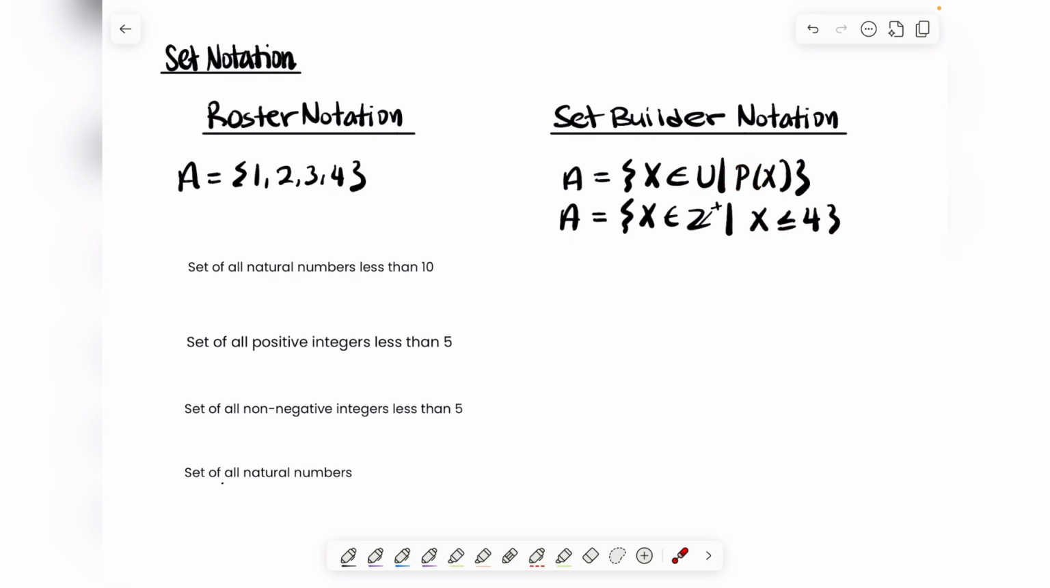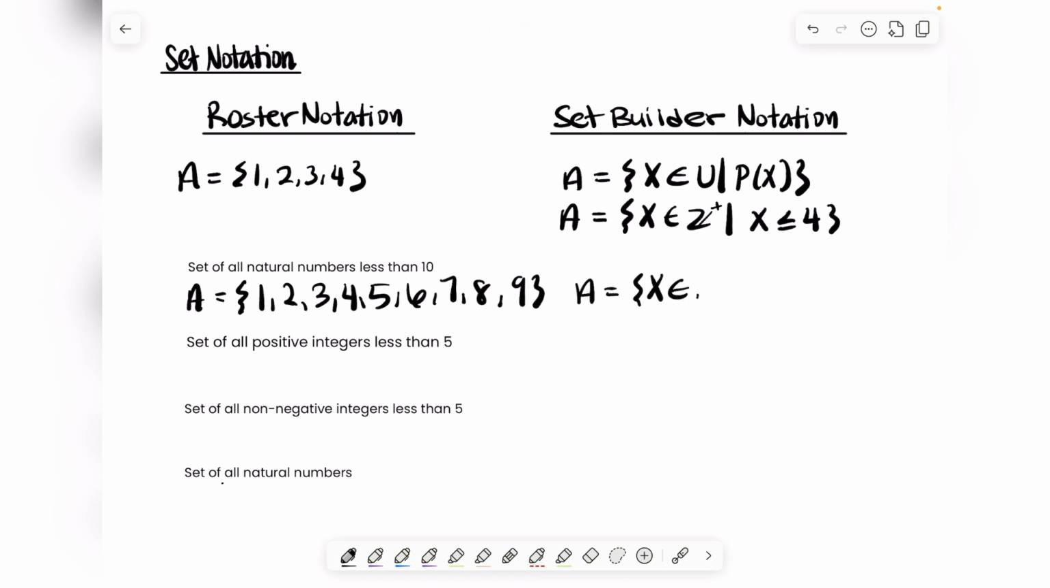Now let's practice. Here we have the set of all natural numbers less than 10. So I could say that the set A is equal to the natural numbers, which start at 1, 2, 3, 4 and go on forever. So I'm just going to go up until 10. So 1, 2, 3, 4, 5, 6, 7, 8, 9, and that's it because it doesn't include 10. With set builder notation, I can say that set A is equal to all x in the set of natural numbers such that x satisfies the condition that it has to be less than 10.